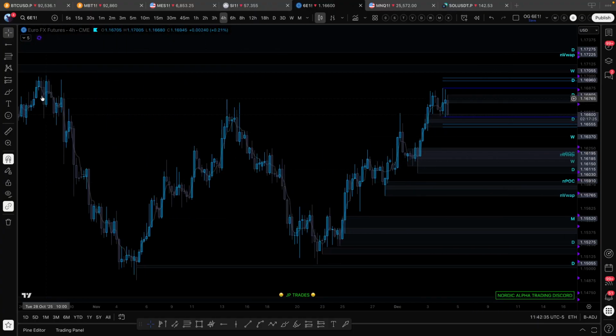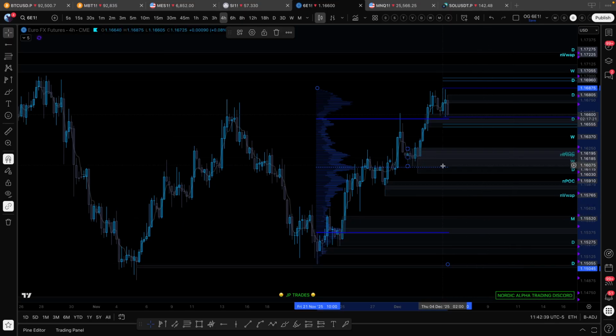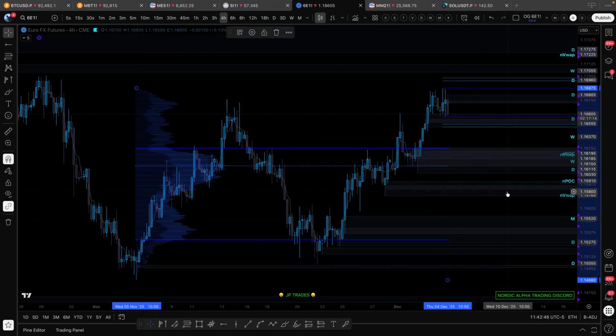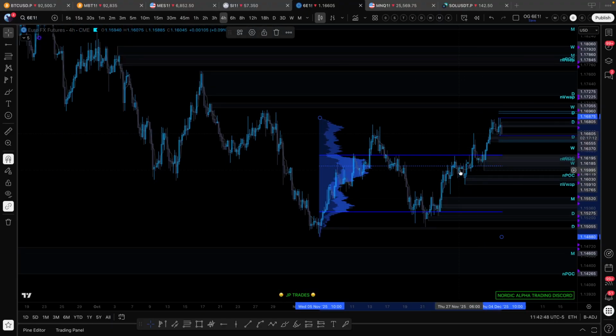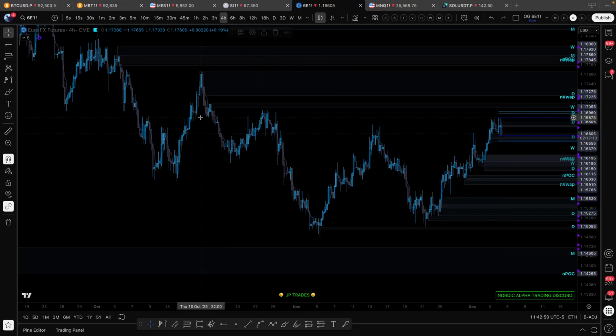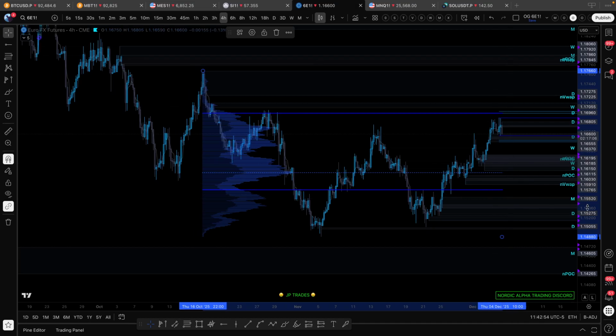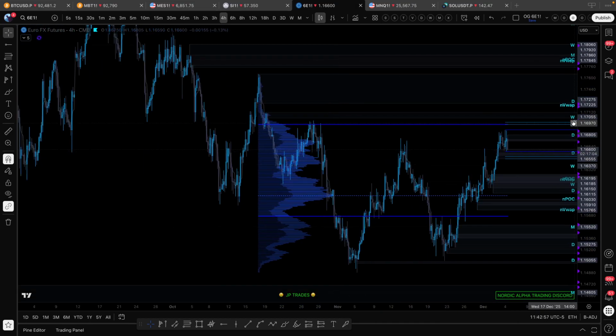Let's do some volume pulls in this area. Nice point of control here, this order block. Going to take it from this low. Point of control is the same, even though the value area shifts. Going to take it from here. Almost the same area, just a little bit lower.